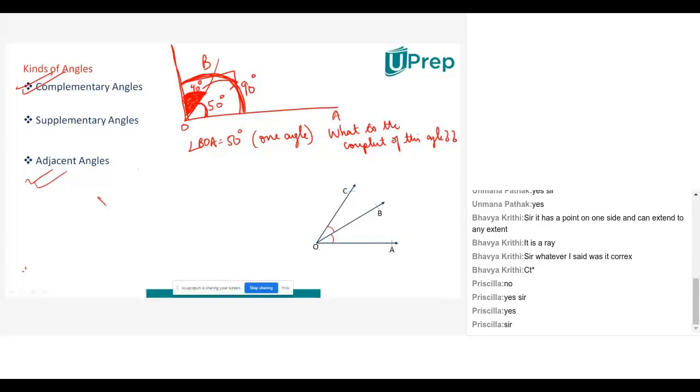Now, if I extend the same concept, I will arrive at supplementary. Supplementary का क्या है फंडा? I have an angle which is 120 degrees. What is the supplement of it?